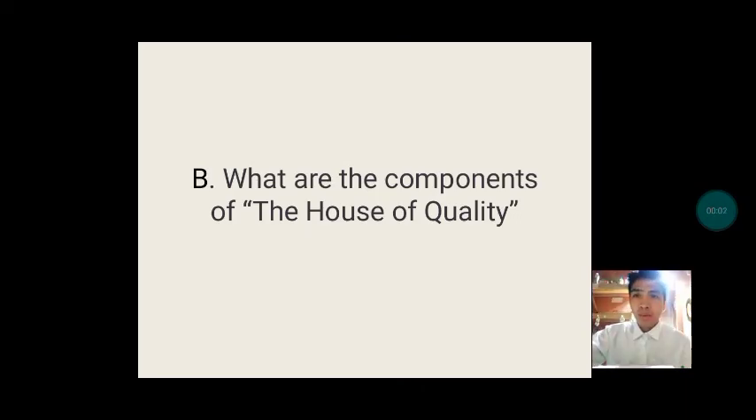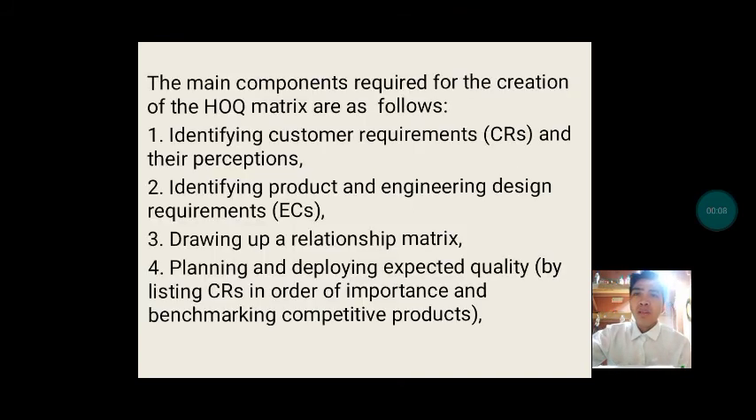Hi, I'm Just Principada. So my topic is what are the components of the house of quality. The main components required for creation of the HOQ matrix are as follows. Number one component is identifying customer requirements and their perception. Customer requirements can be determined through research or customer feedback or identifying how customers want to purchase a product.